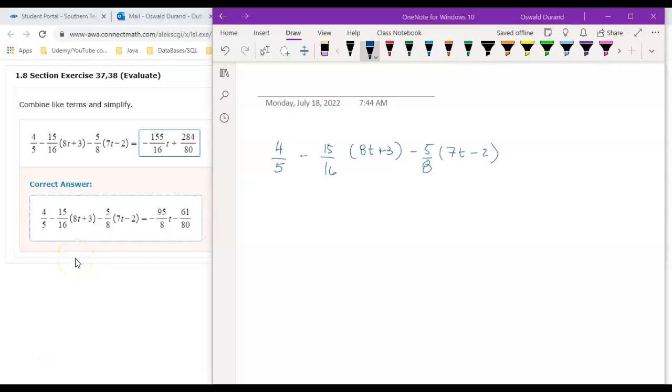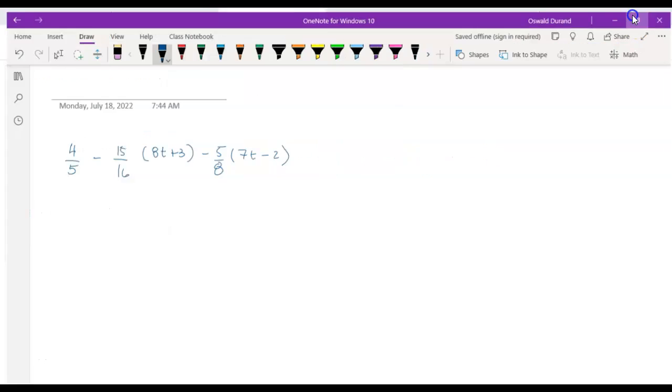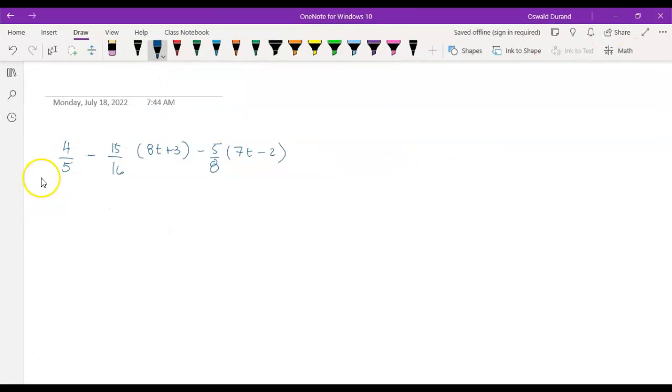Hello, how you doing? Okay, so here's the problem that you presented to me that you're struggling with, and so let's go over it real quick. All right, so we need to simplify this, and the first thing we have to do is to find what we call the LCD, or the least common denominator, right?